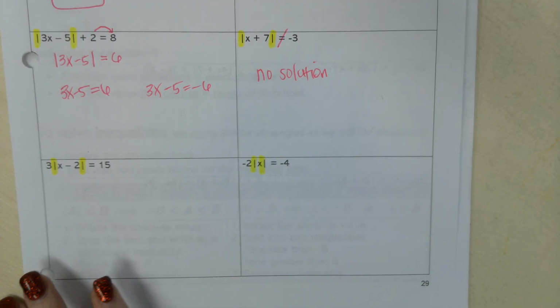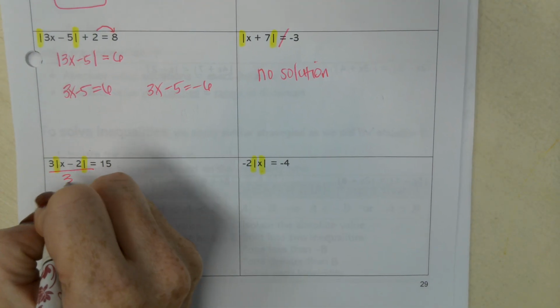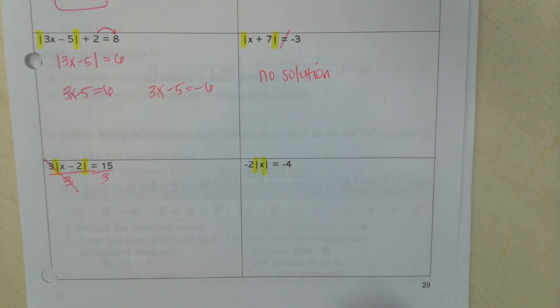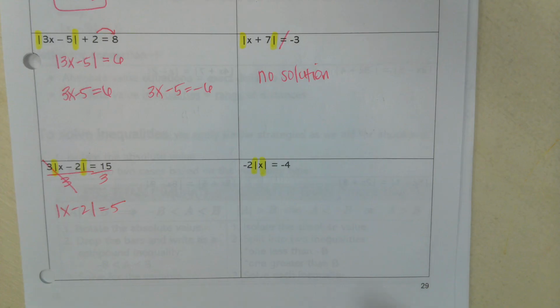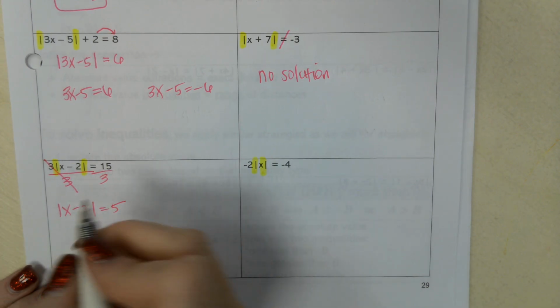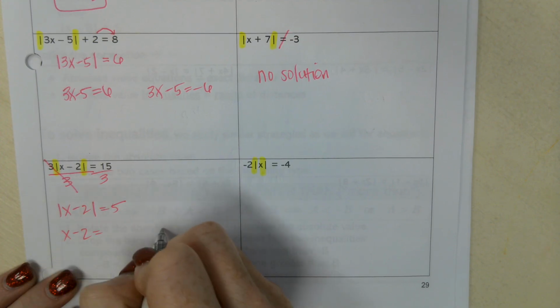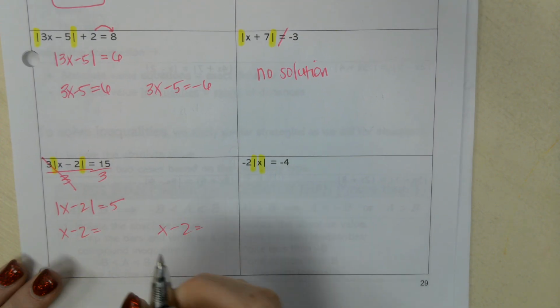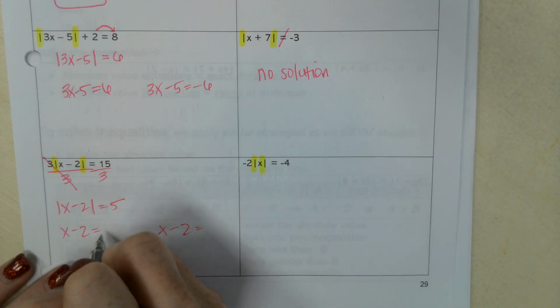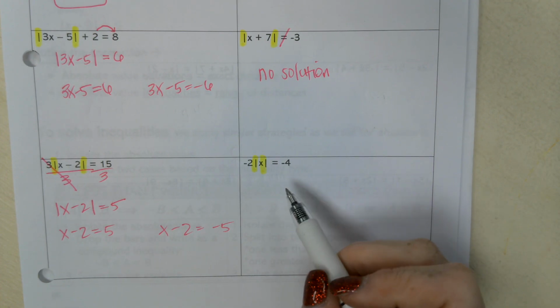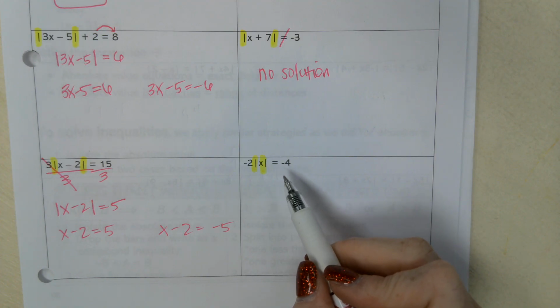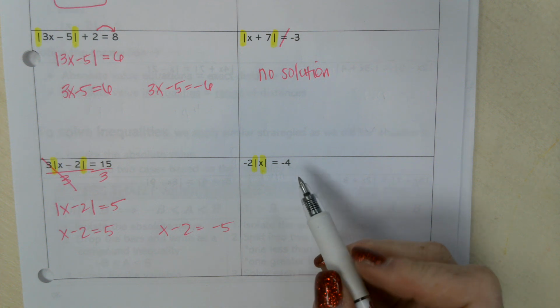All right. Right here, I want to isolate, so I'm going to divide by 3 to begin with. That gives me the absolute value of x minus 2 equals 5. Okay? So what do I do? Yep, but how? What do I set it equal to? 5 and negative 5, and you go from there. Okay? All right, can I do this one? No. It's a negative. Yeah, you can.